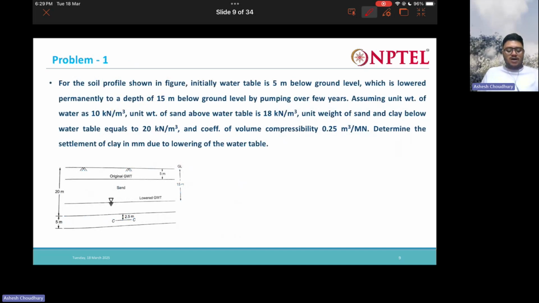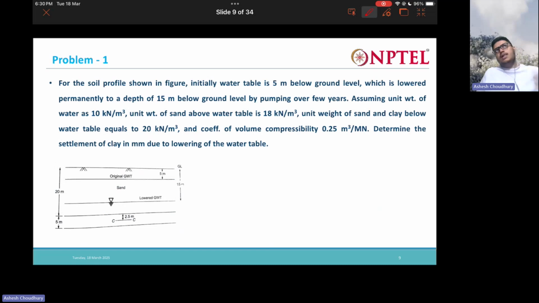So for the soil profile shown in the figure, initially the water table is 5 meters below the ground level, which is lowered permanently to a depth of 15 meters below ground level by pumping over a few years. Assuming the unit weight of water as 10 kilonewtons per meter cube, the unit weight of sand above the water table is 18 kilonewtons per meter cube, and the unit weight of sand and clay below the water table equals 20 kilonewtons per meter cube. The coefficient of volume compressibility, this MV, is 0.25 meter square per meganewton. Determine the settlement of clay in millimeters due to lowering of the water table.